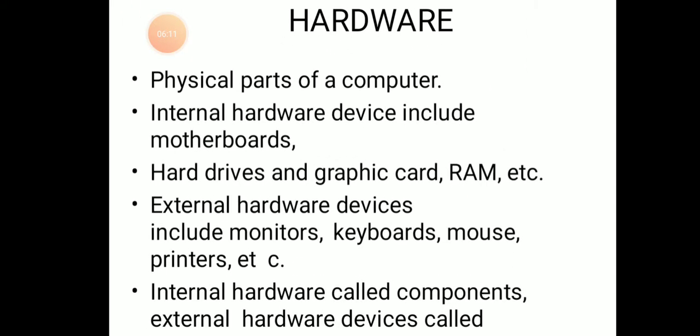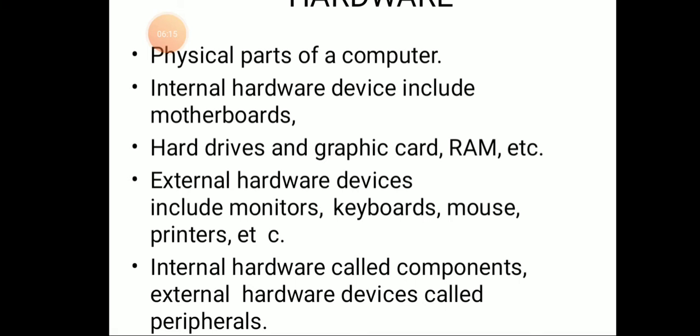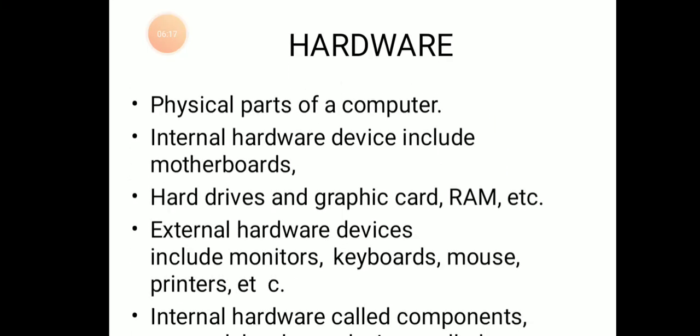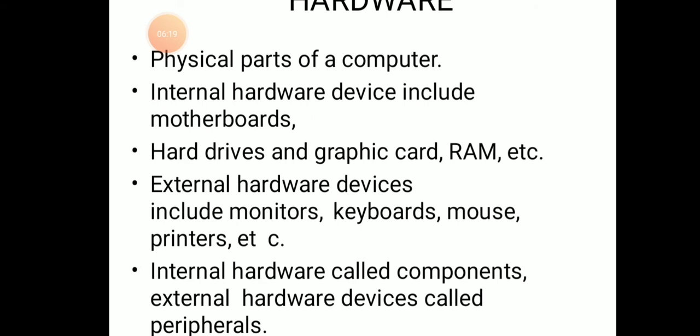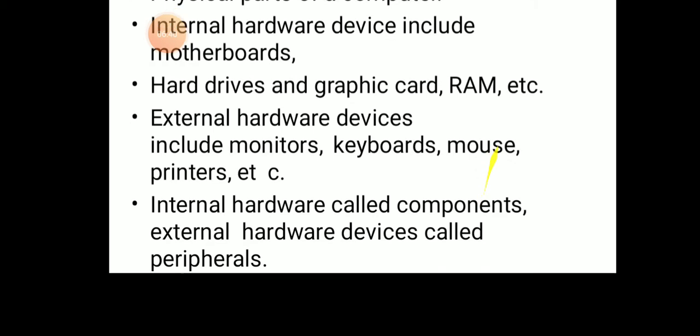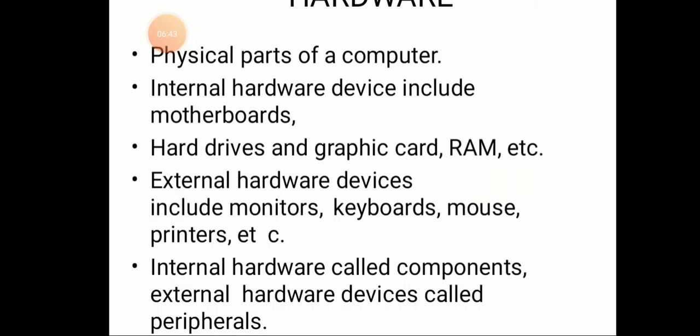Next we'll move on to the hardware part. In every computer you have hardware and software, so first we'll move on to the hardware part. Hardware is the physical parts of a computer. Internal hardware devices include motherboards, that is the main heart of your computer, hard drives, graphic card, RAM, etc. External hardware devices include monitors, keyboard, mouse and printer, etc. Internal hardware is called components, and external hardware devices are called peripherals.